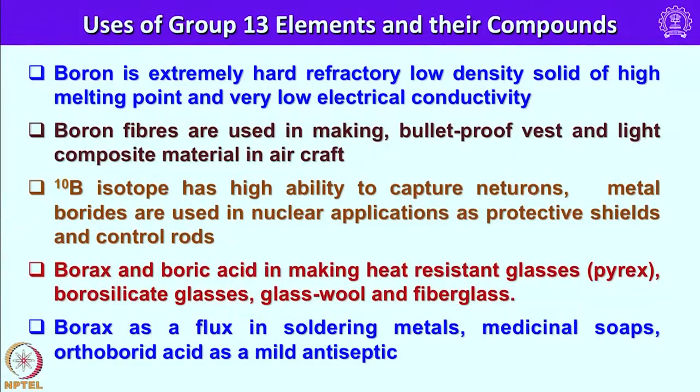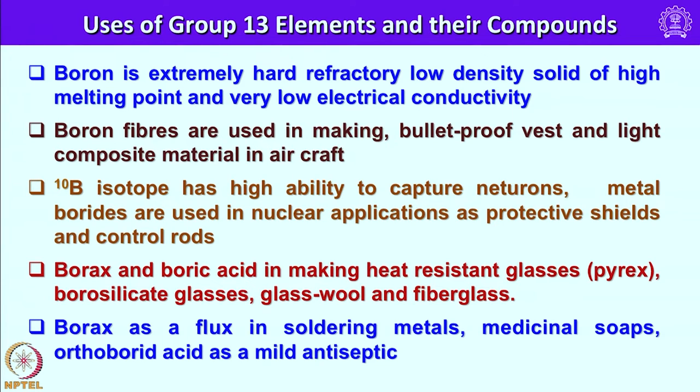So, boron is an extremely hard, refractory, low density solid of very high melting point and very low electrical conductivity, that is important. And boron fibers are used in making bulletproof vests and light composite material in aircraft. And the boron-10 isotope has a high ability to capture neutrons. So, metal borates are used in nuclear applications as protective shields and control rods. Essentially, metal borates having the boron-10 isotope.